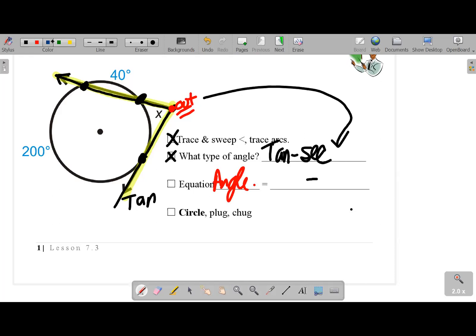We get it. It's called Friday brain. I totally understand. So, big arc minus little arc over 2, and you correctly started it with angle equals.